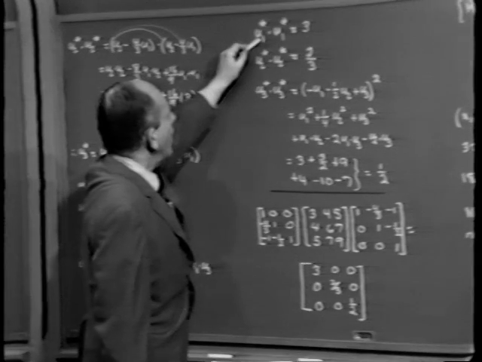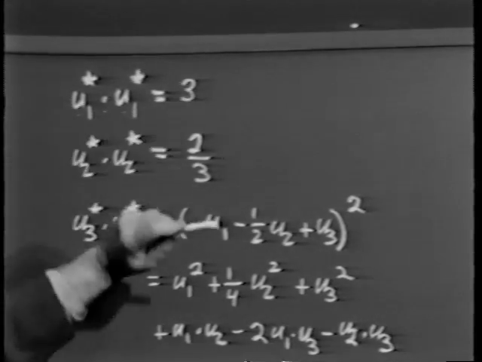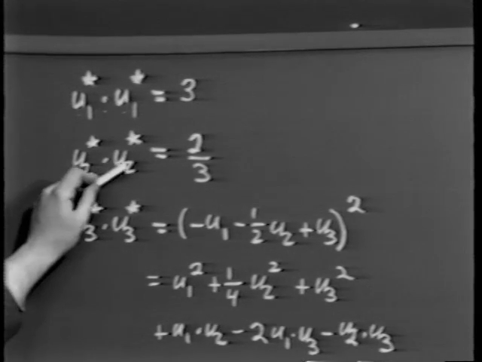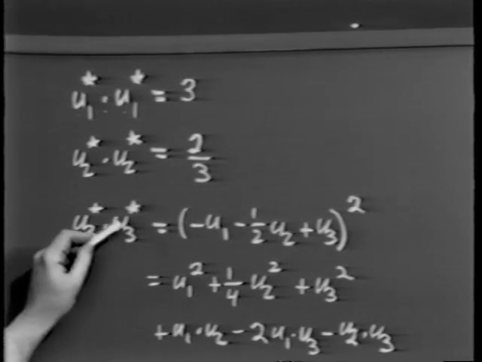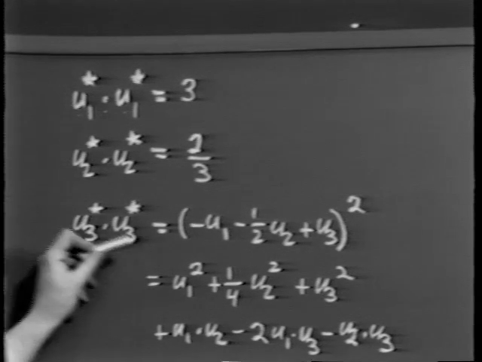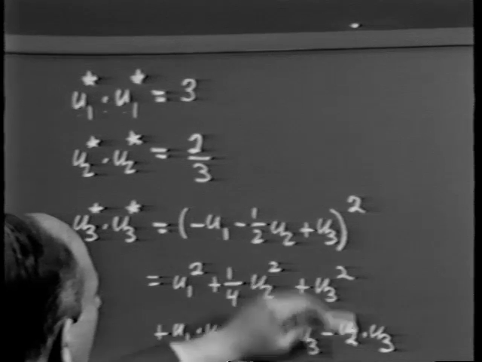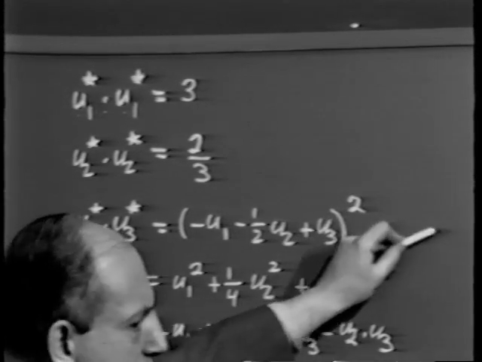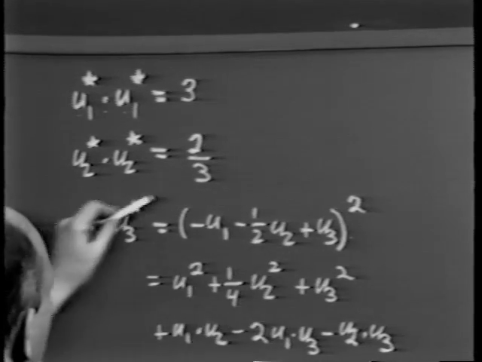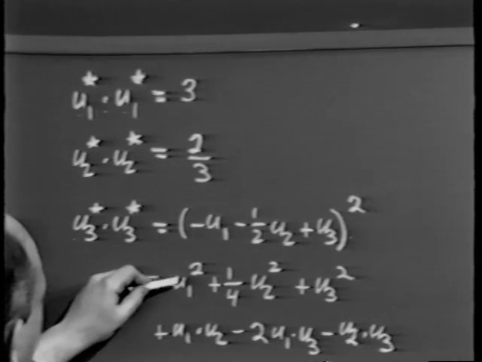In other words, u1 star dot u1 star is what? That's u1 dot u1, which is 3. u2 star dot u2 star, well, we just found that over here. That's 2/3. u3 star dot u3 star, well, u3 star was minus u1 minus 1/2 u2 plus u3. Dotting that with itself, and notice I use the square notation here to save space and not have this run too long, but dotting this the same as I would the square of any trinomial, I get what?